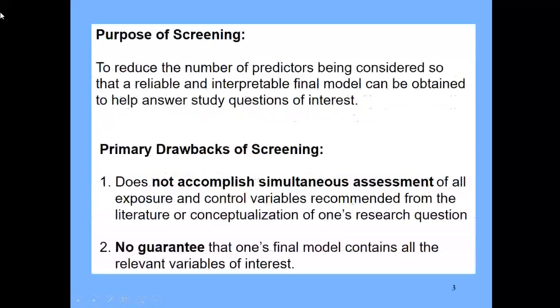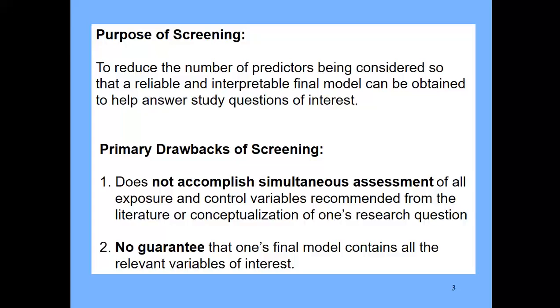And let me go back to this here. The purpose of screening is to reduce the number of predictors being considered so that a reliable and interpretable final model can be obtained to help answer the study questions of interest. That's the purpose of screening, to reduce the size of the model, the variables you're dealing with, so you can come up with a reasonable answer to your question.